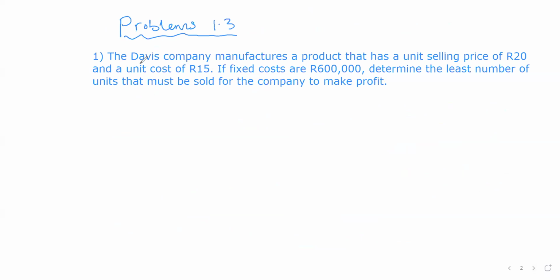So this one says the Davis Company manufactures a product that has a unit selling price of 20 Rand and a unit cost of 15 Rand. If the fixed costs are 600,000, determine the least number of units that must be sold for the company to make a profit. The least number of units that must be sold for the company to make a profit.